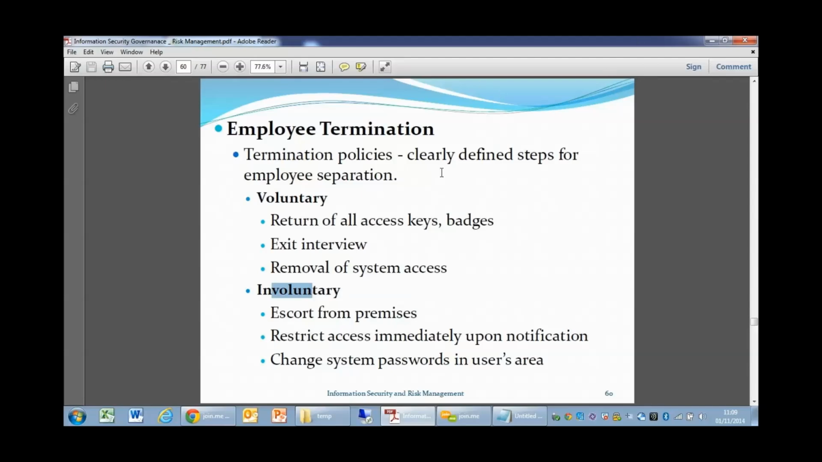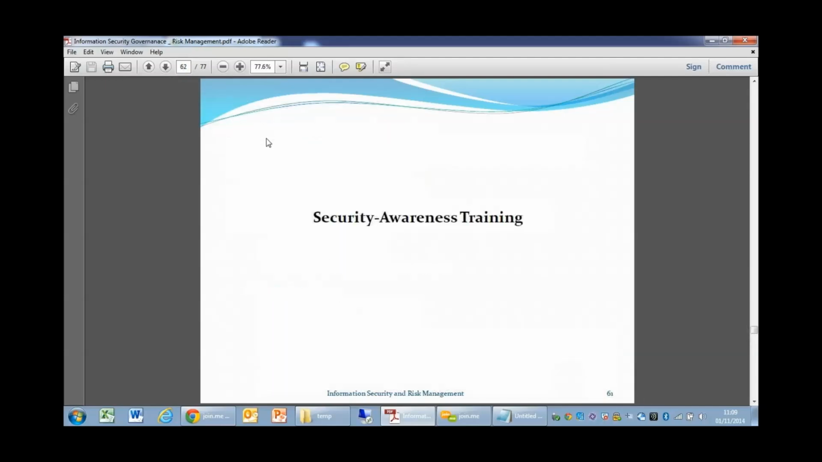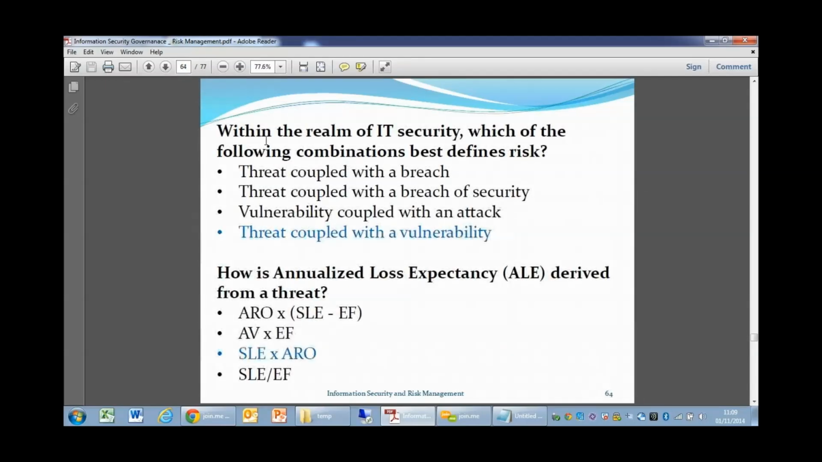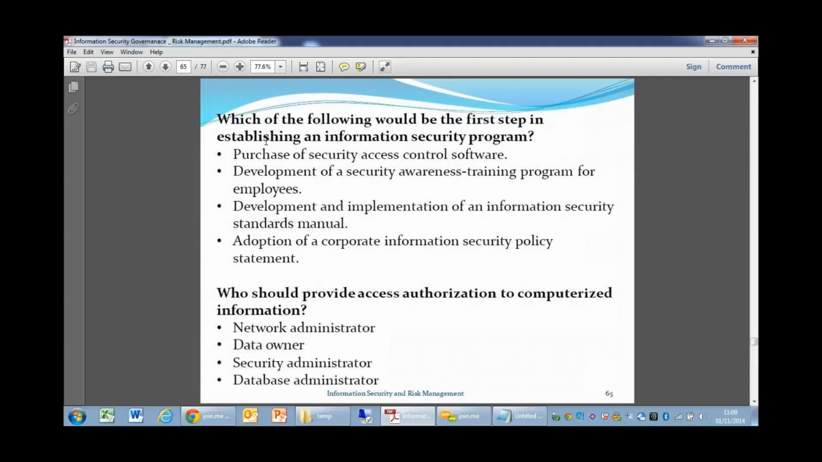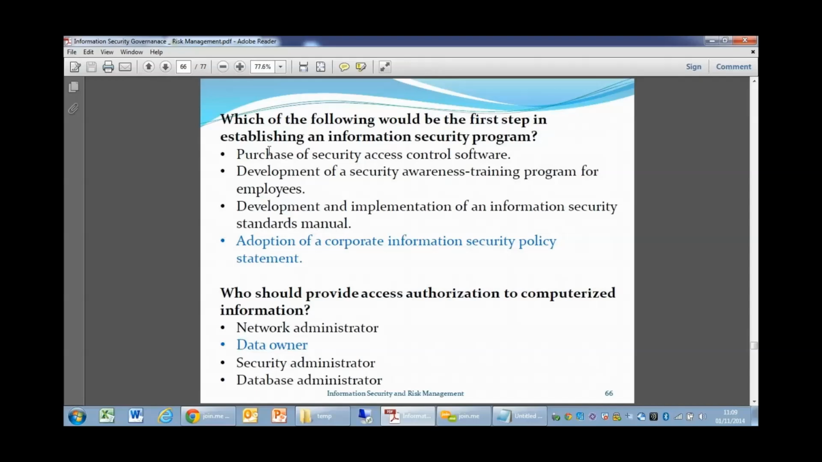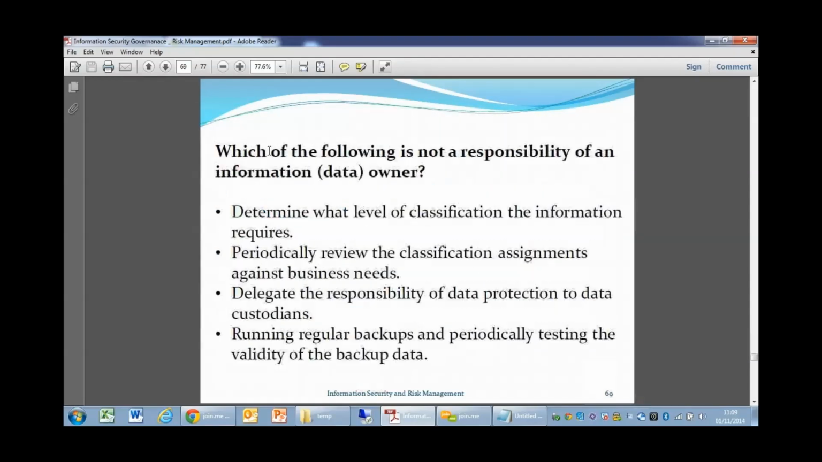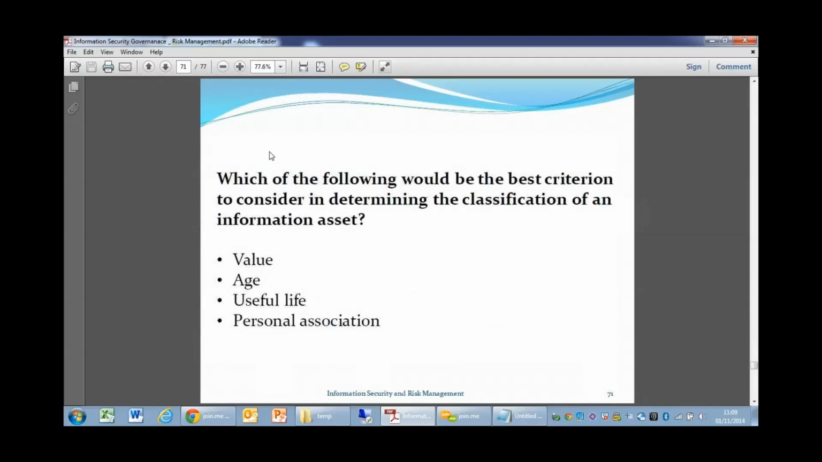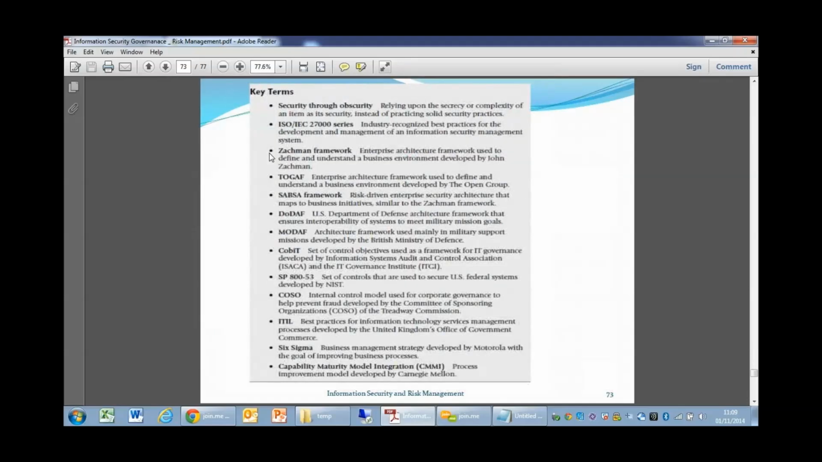Moving on to the next concept, we have some questions now, and these questions we will discuss more at the end of this webinar. We have all these questions in an online format which you will be able to answer. So let's move on to the next concept, which is your key terms.